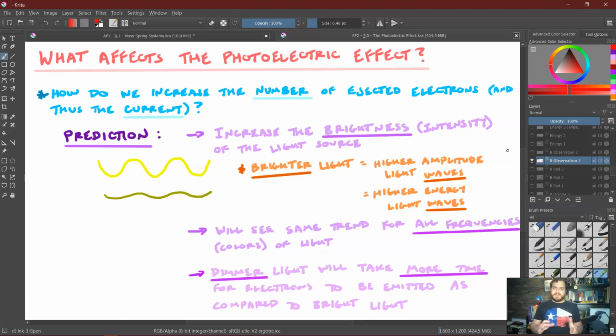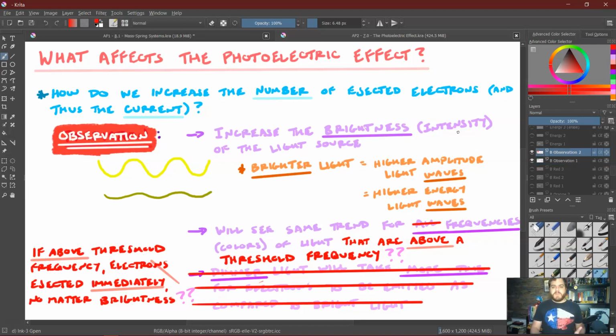Well, kind of and kind of not. First off, we did indeed see that if we increased the brightness or the intensity of the light source, that increased the number of electrons being ejected and therefore increased the current in the circuit. But while this was true for all the different frequencies of light we saw, for orange, yellow, violet, it wasn't true for red, telling us that there's some threshold frequency, and if we're beneath that frequency, for some reason, no electrons are being ejected, no matter how long we wait.